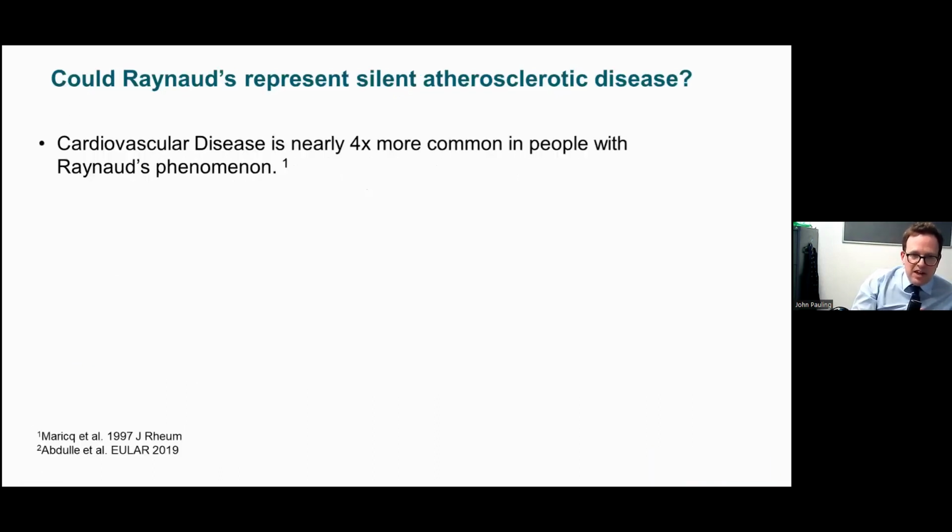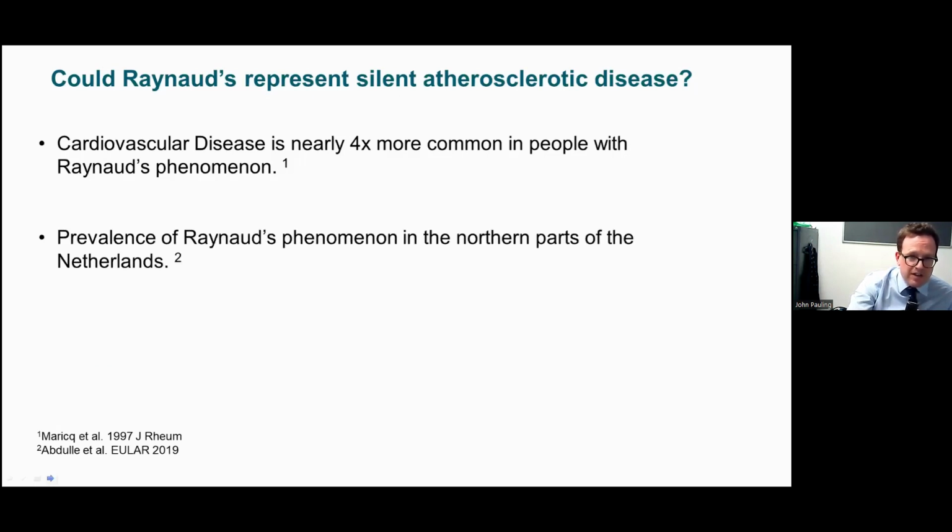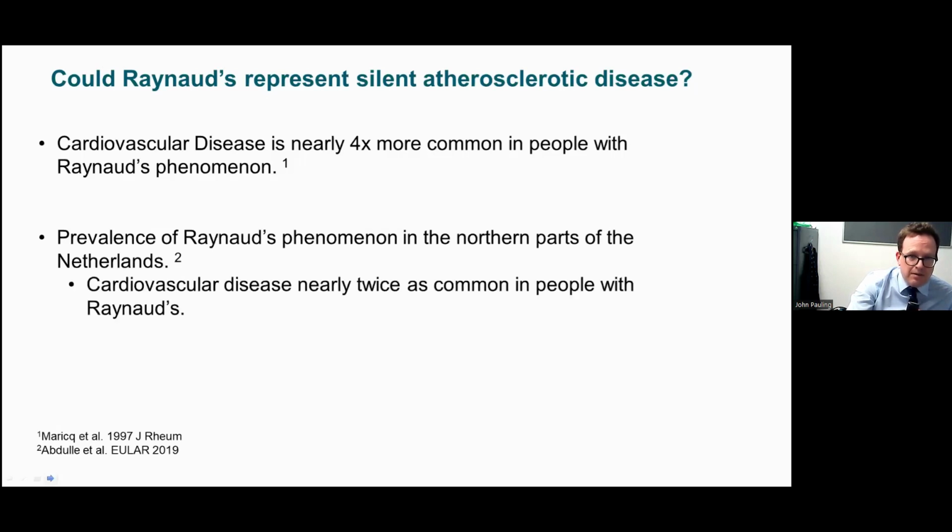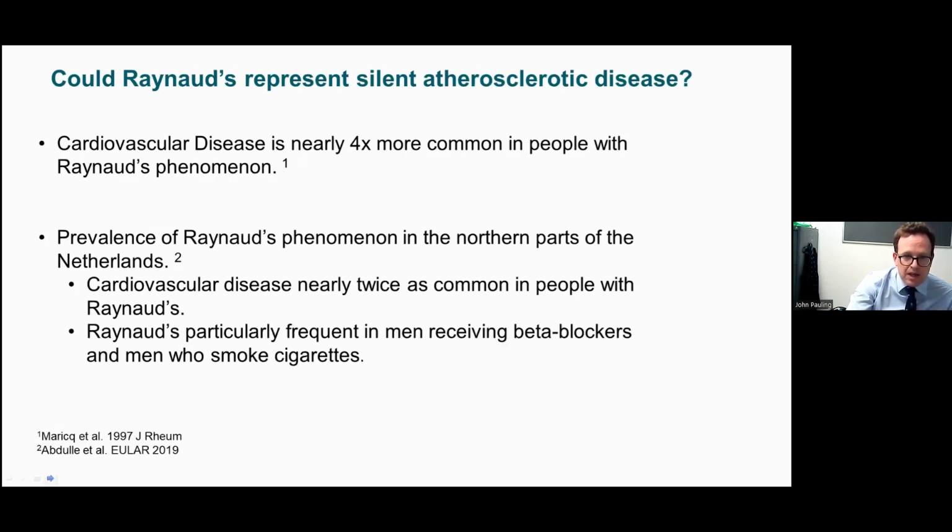A more concerning area in primary Raynaud's is, could this be some level of hardening of the arteries? And a number of studies now have shown that people with primary Raynaud's phenomenon do appear to have a higher risk of cardiovascular disease. Some estimates suggest that's up to 4 times more common. Others have suggested it's about twice as common.